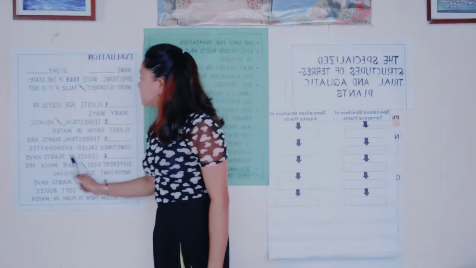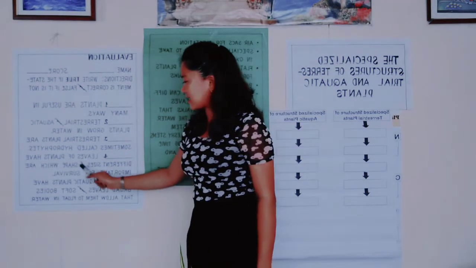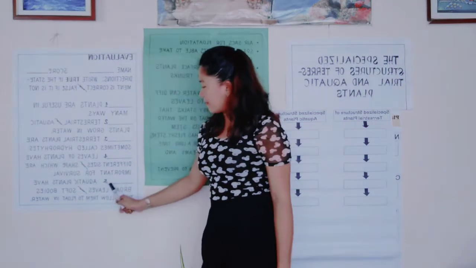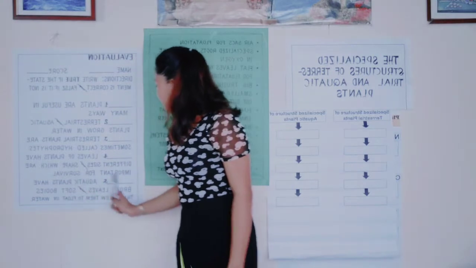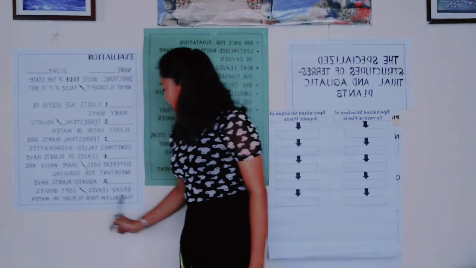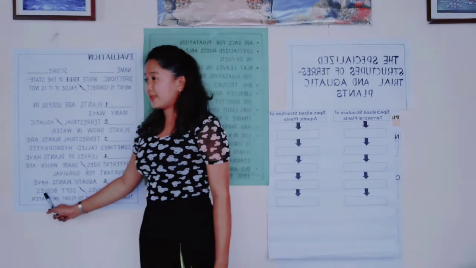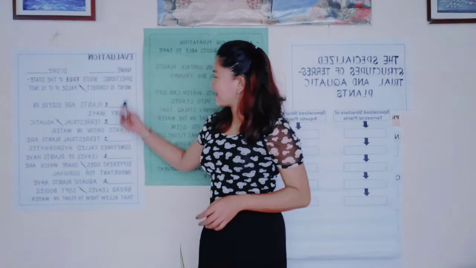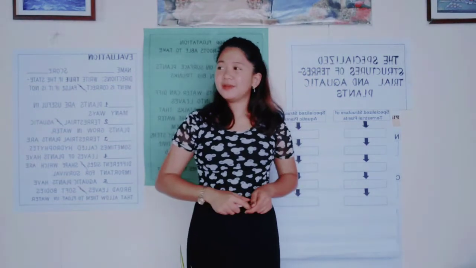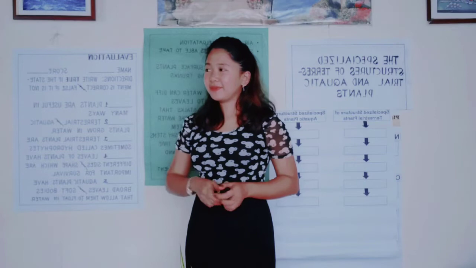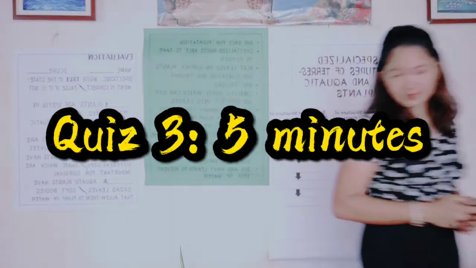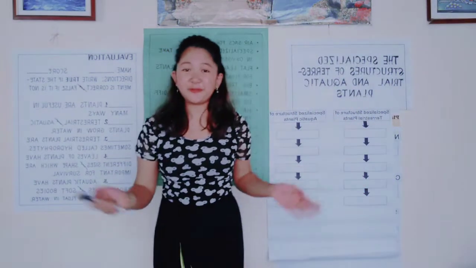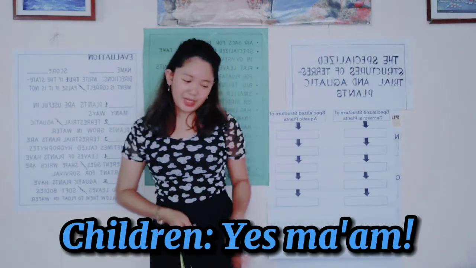Number 4. Leaves of plants have different sizes and shapes, which are important for survival. Number 5. Aquatic plants have broad leaves and soft bodies that allow them to float in water. So, I will give you time to answer these questions. Please read it carefully. Okay, is everyone finished? Okay, very good.